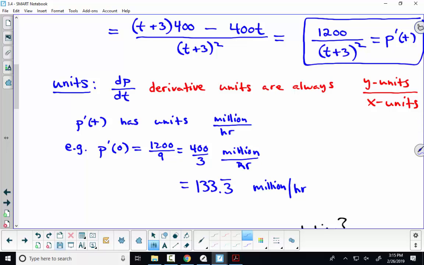We will finish that on Wednesday. Why did you use 0? Once we have p prime, we can use any t value. Oh, okay, so it's arbitrary. Yeah, if I wanted to know how quickly the population was growing after 2 hours, I would just plug 2 in there. Okay. So yeah, we should probably specify that.